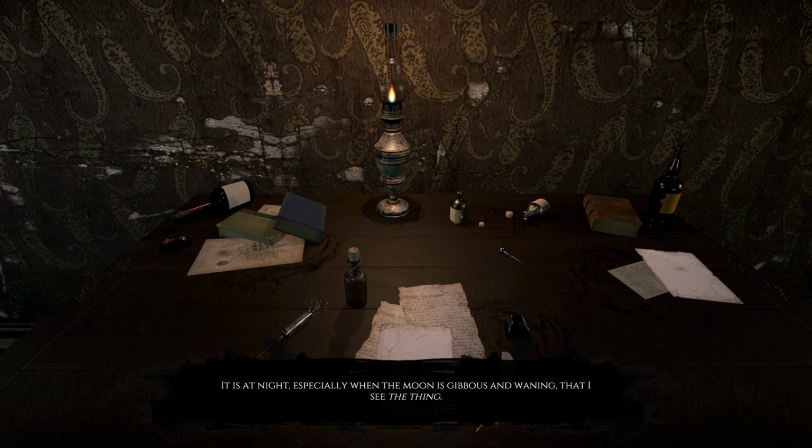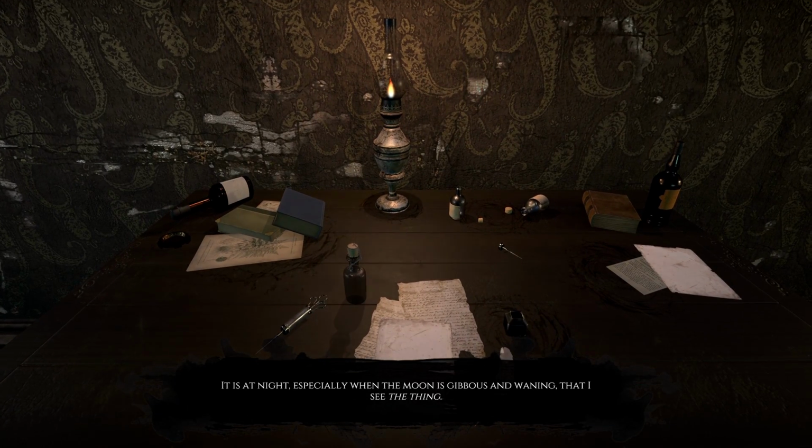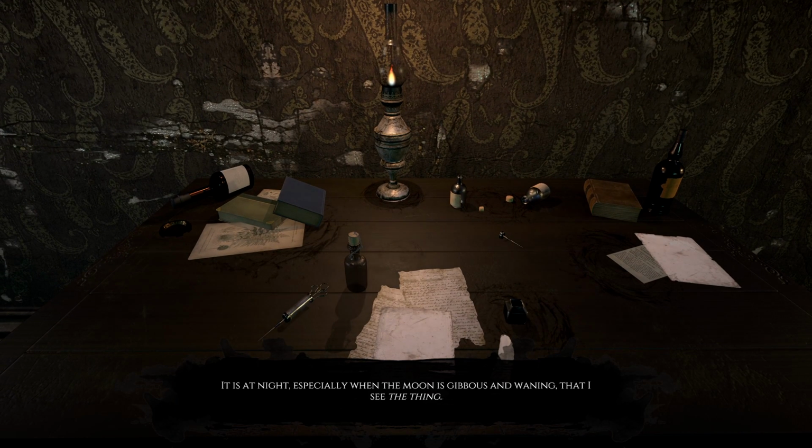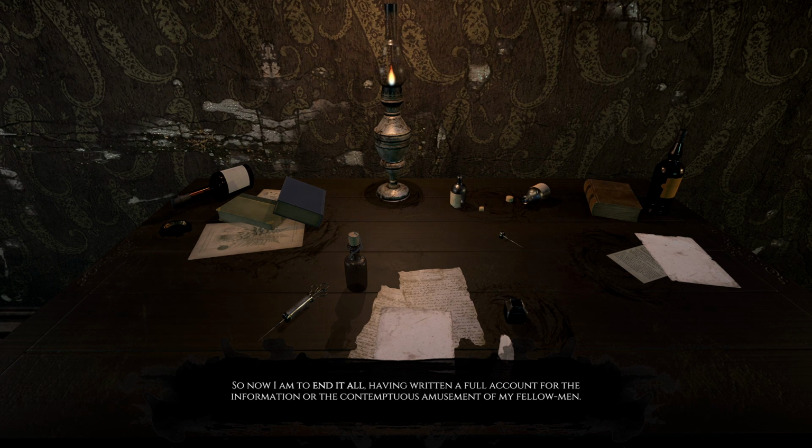It is at night, especially when the moon is gibbous and waning, that I see the thing. I tried morphine, but the drug has given only transient surcease and has drawn me into its clutches as a hopeless slave. So now I am to end it all, having written a full account for the information or the contemptuous amusement of my fellow men.